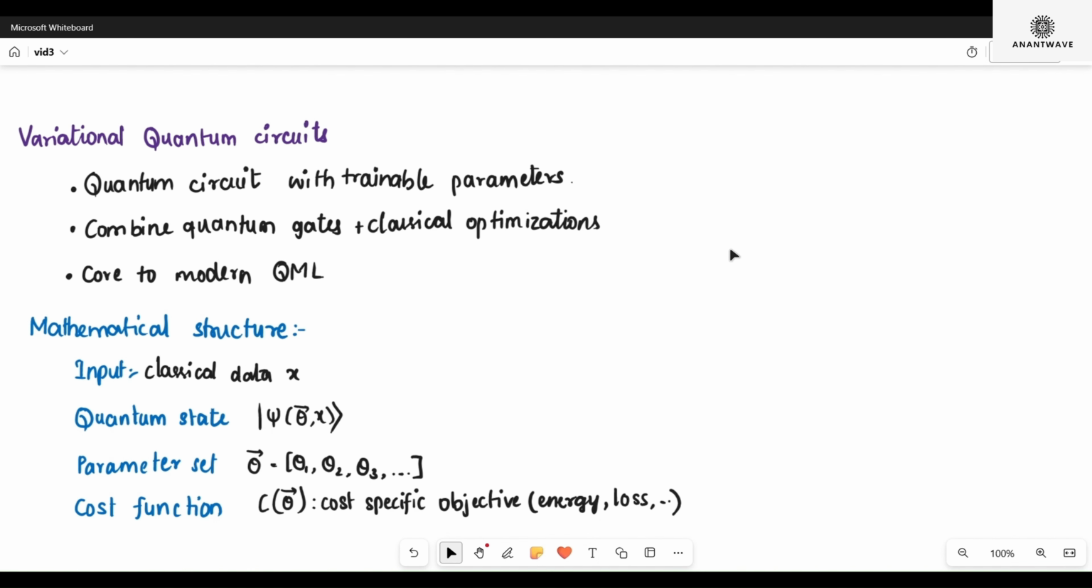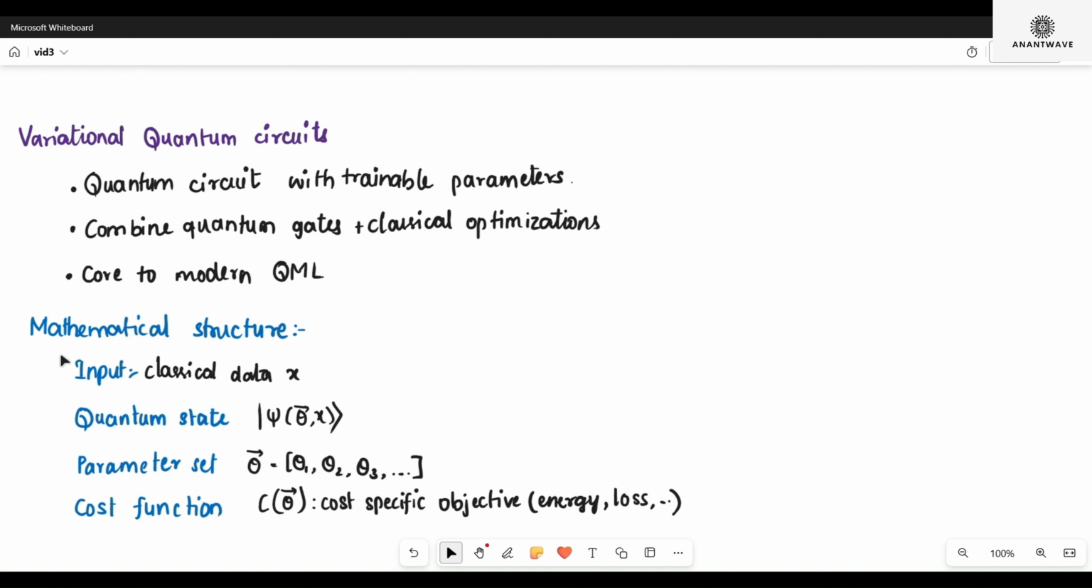Let's see about variational quantum circuits. They are quantum circuits with trainable parameters. They also combine quantum gates with classical optimizations. They are core to modern quantum machine learning.